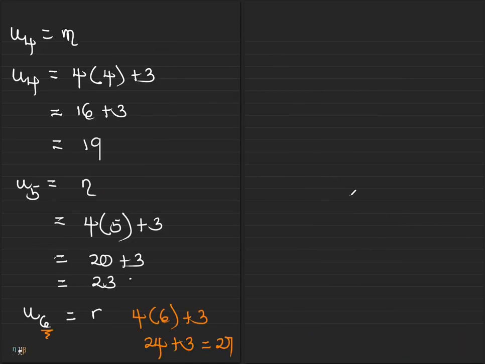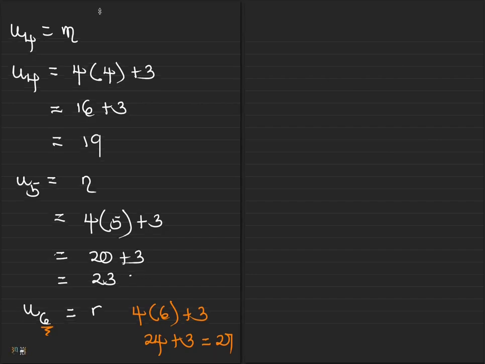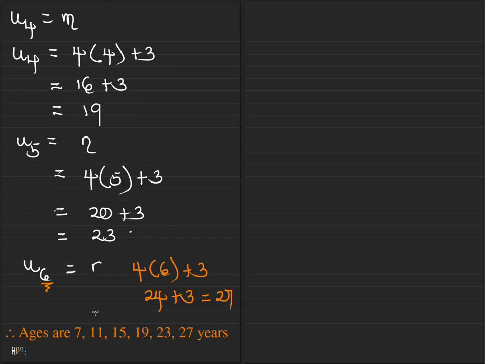So we now have all the terms. We can then say, therefore, the ages of the students are 7, 11, 15, 19, 23, and 27. And that is all. Now, rather than solving all of this, when you had your first and then second term, you realize that you know the common difference, which was 11 minus 7.